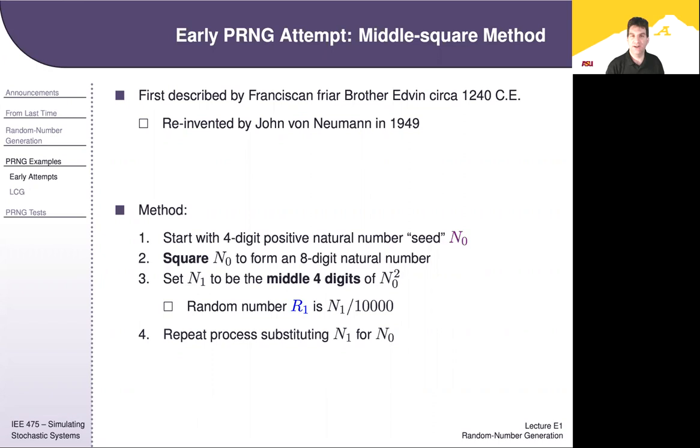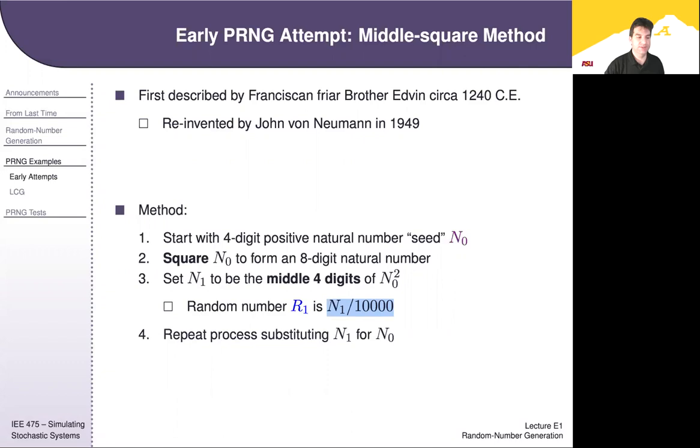Notice that because each number is 4 digits long, dividing them by 10,000 gives me a number between 0 and 1. The hope was that if you did this, you would get independence, so that every number n1 would not allow you to predict the next number n2. And you also would get uniformity, and hopefully very long cycles. That was the hope with this. Unfortunately, it doesn't always work out with the middle square method.